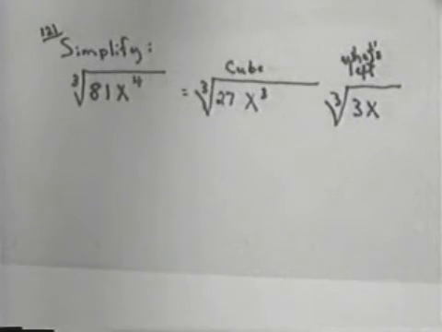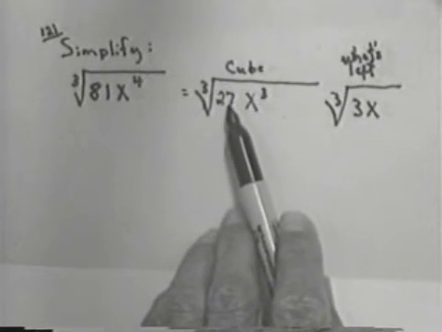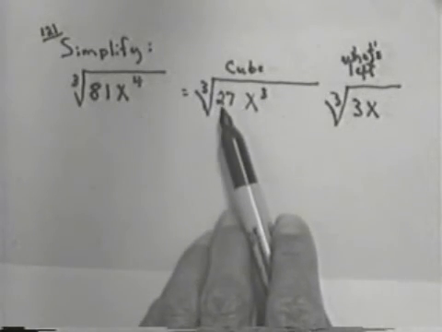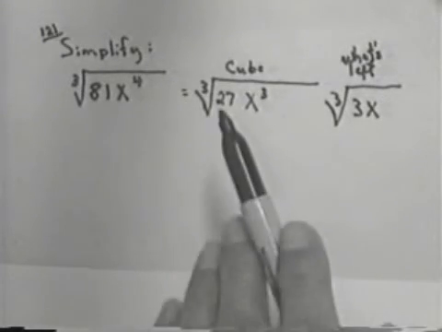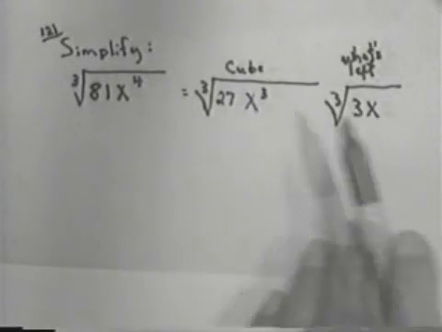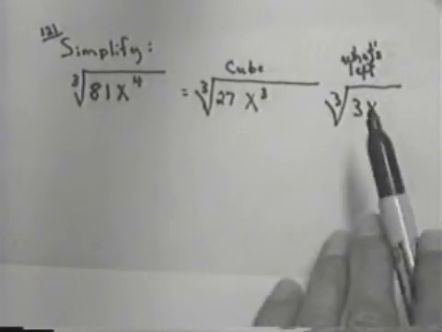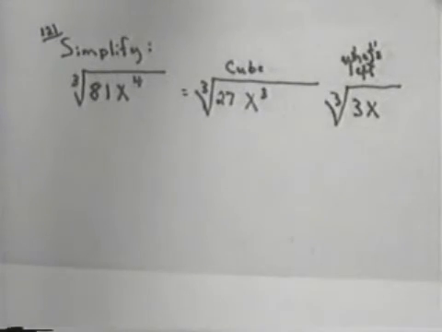Now you can always check yourself at this step by asking yourself 2 questions. Is this a perfect cube? Well, 27 is in the cube list. x cubed is in the cube list. So 27x cubed is a perfect cube. The second question: if you multiply 27x cubed times 3x, we get 81x to the 4th. Well, 27 times 3 is 81. x cubed times x is x to the 4th. If you get yes to both of those questions, you know that you're correct to this point.